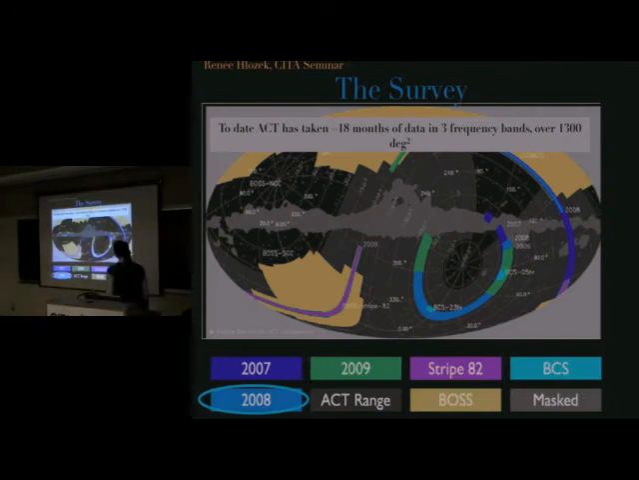So, this is the survey that to date ACT has taken over 1.5 years of data in 3 frequency bands. But the work that I'm going to talk about today focuses on 300 square degrees, so it's not the total area that we've observed, and I'll discuss results from 2 frequency bands, 148 and 218 gigahertz. So you can see I'm going to be concentrating on the work we've done in the south rather than the work we've done on the equator, but that's going to lead to some really interesting results as well.